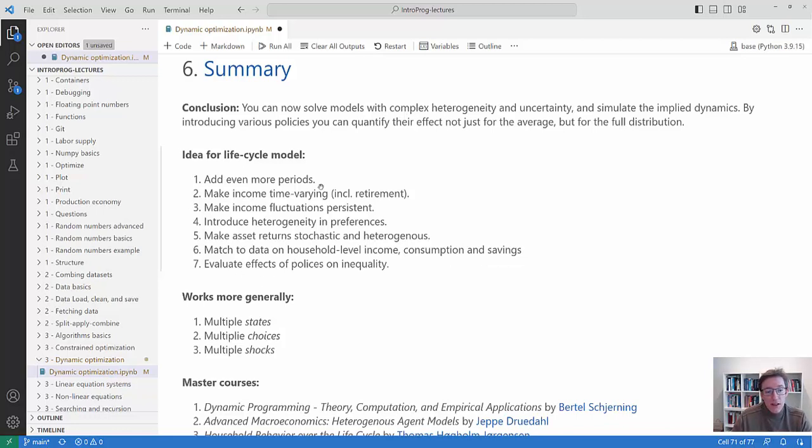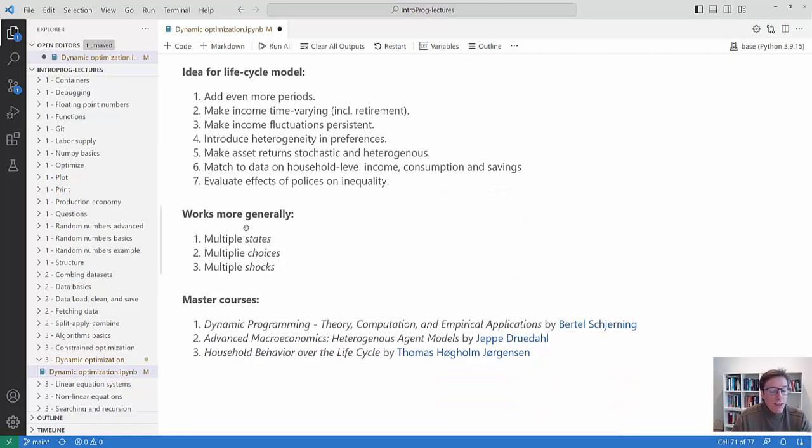I should also say that what we have done here works theoretically much more generally. You can have multiple states. We only had one state, the cash in hand. You could have multiple choices instead of only consumption. There might also be a choice with respect to housing or portfolios or similar. And there can also be multiple shocks. So you can have shocks to returns and to income and so on. This is much more complicated stuff. You should not think too much about that. In this program, we have master courses for covering that.